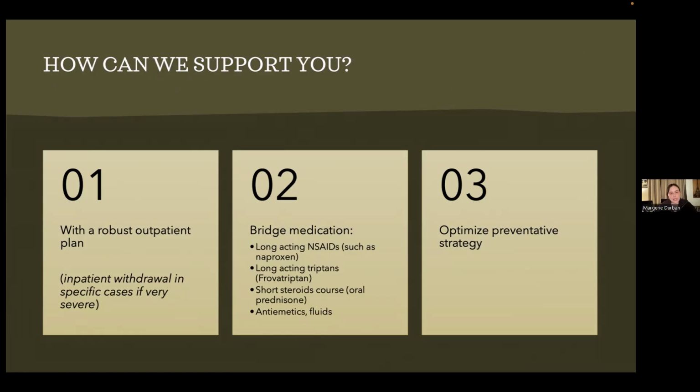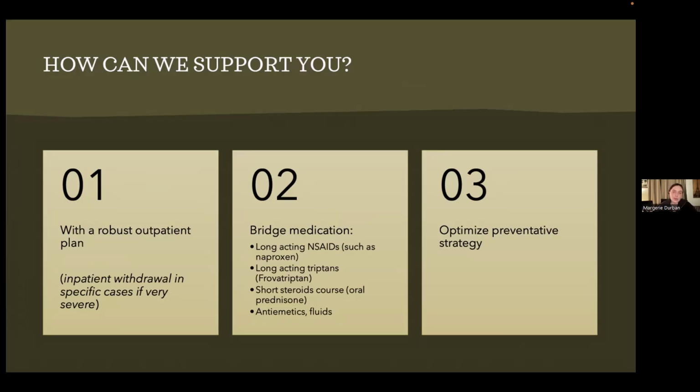So we touched a bit on this in the previous slide. We can help with bridge medications. So basically, these are medications to help in the interim while you're getting over these withdrawal headaches. Those medications can be long-acting non-steroidal anti-inflammatory drugs like naproxen, long-acting triptans, like frovatriptan, because it's long acting, it's not prone to these medication overuse headaches.